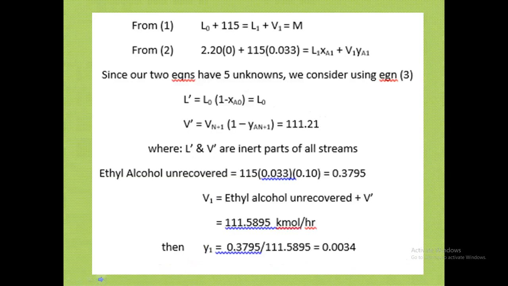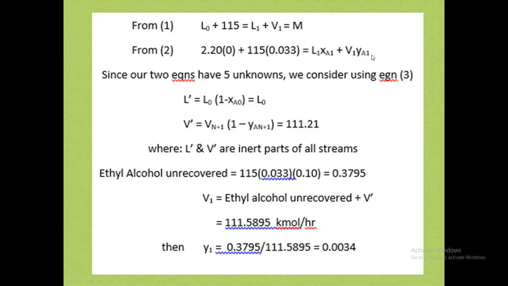Now the next thing that we do is substitute the values. For our first equation, we have L0 plus 115, this is for our feed, equal to L1 plus V1. If you notice in our first equation, you have 3 unknowns. Now if we set up our second equation using the original phases, not the inert amounts, you have L0 times XA0, which is your solvent and doesn't contain ethyl alcohol, so it's 0, and this is your feed containing 3.3% ethyl alcohol. More so, it makes things complicated because this first term will be 0, and you have now 4 unknowns in the second equation. Since our 2 equations have 5 unknowns already, you have L0, L1 and V1 for the first, so 3, plus the XA1 and the YA1.